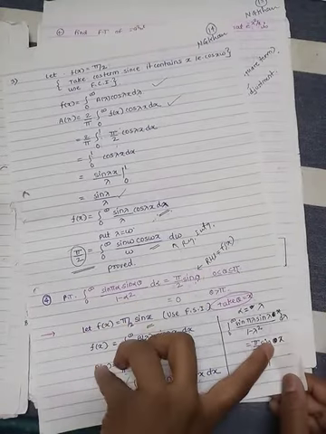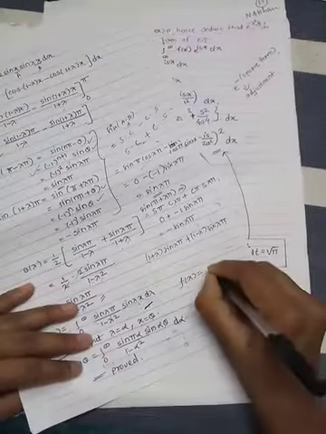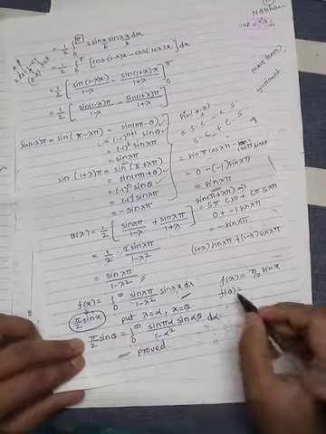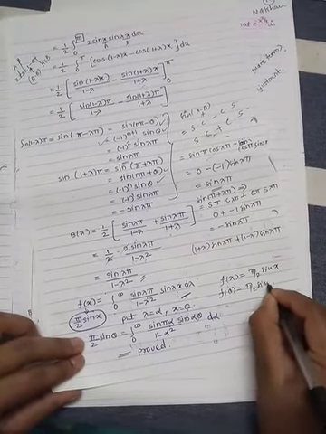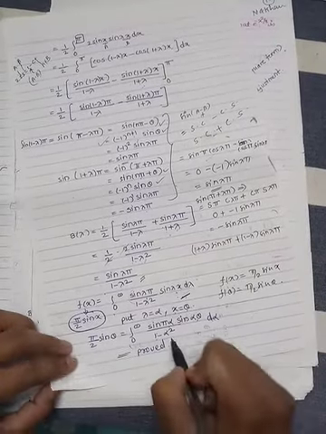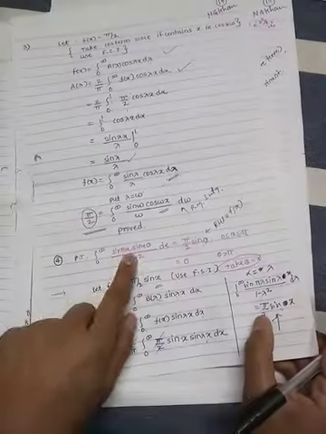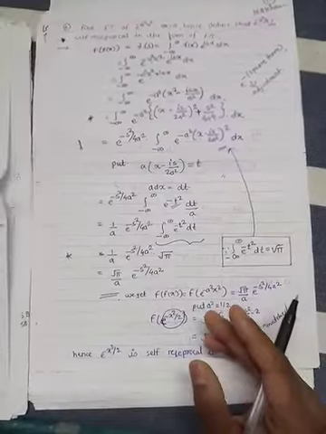f(x) is pi by 2 sin x, and we want f(theta) because we have replaced x by theta. So f(theta) is pi by 2 sin theta. So this is your required answer, which we had to prove. So this is again the same example as the previous one.